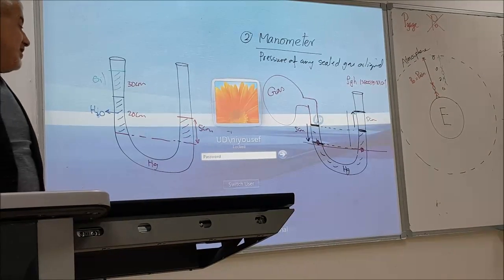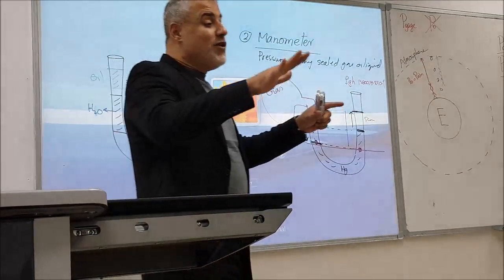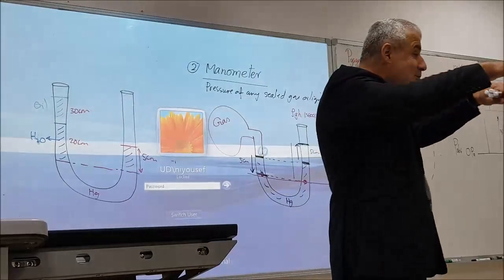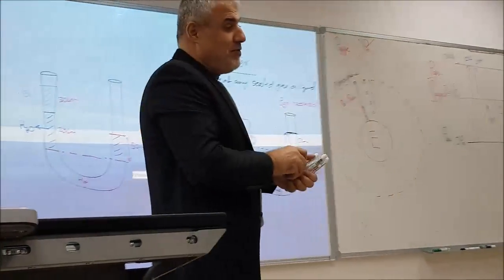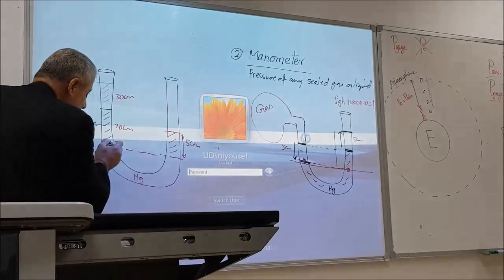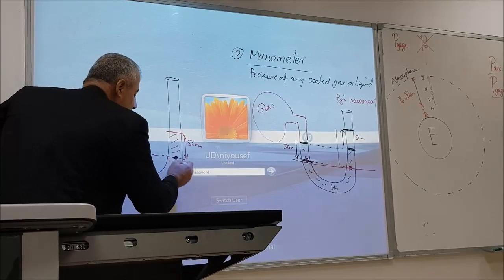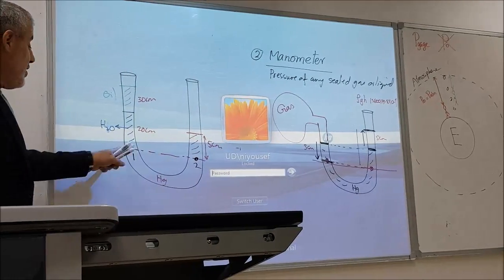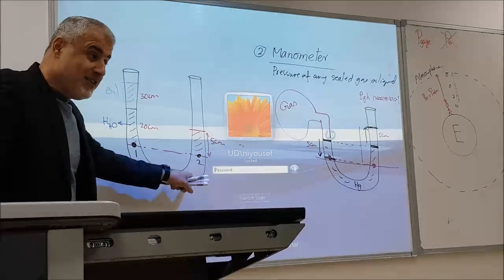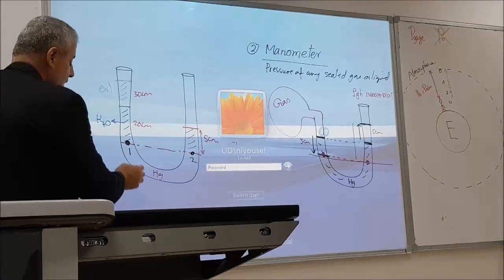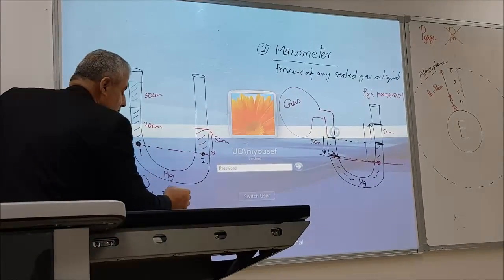Look at this. We find two points of the same horizontal elevation. These two points here. Imagine you are sitting here. This is 1 and this is 2. These two points have the same pressure. Agree? Yes. Pressure 1 is equal to pressure 2.